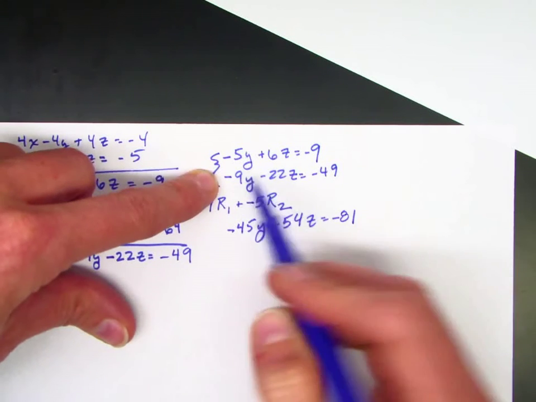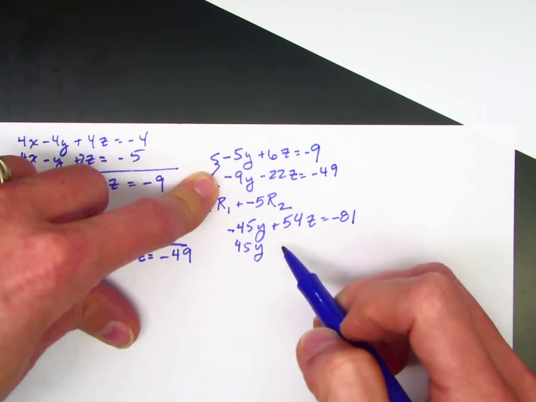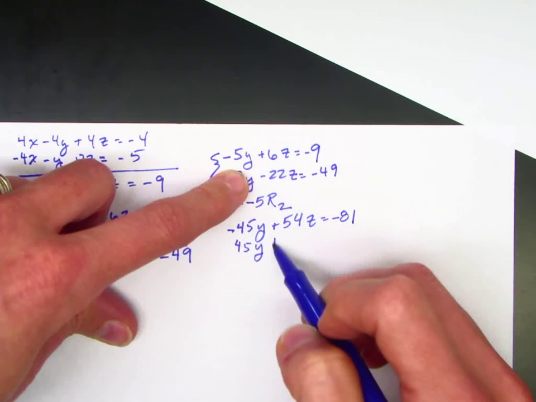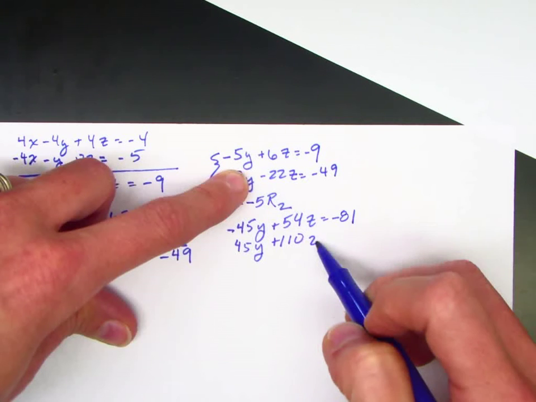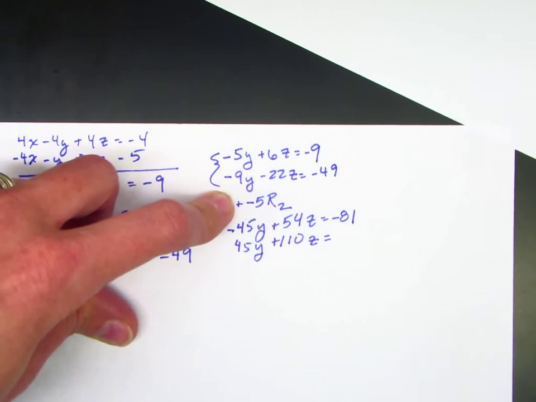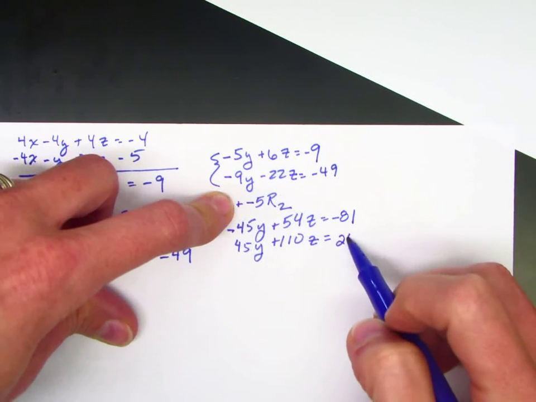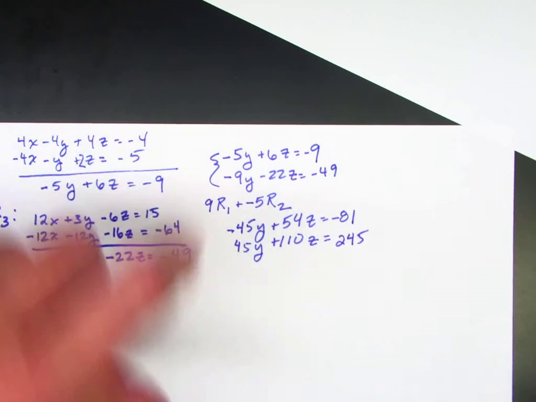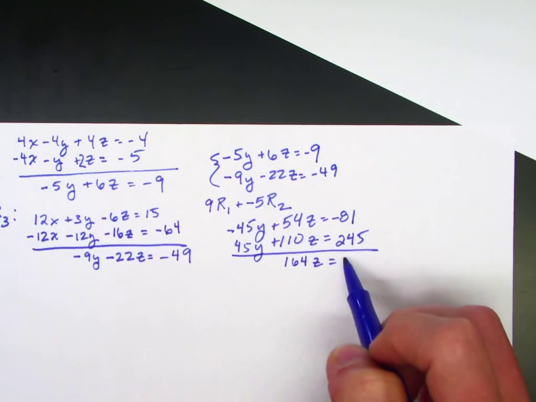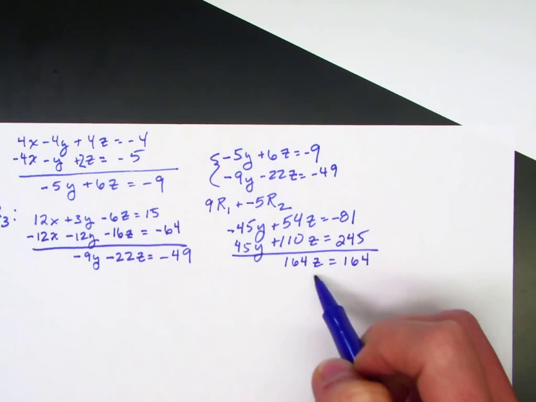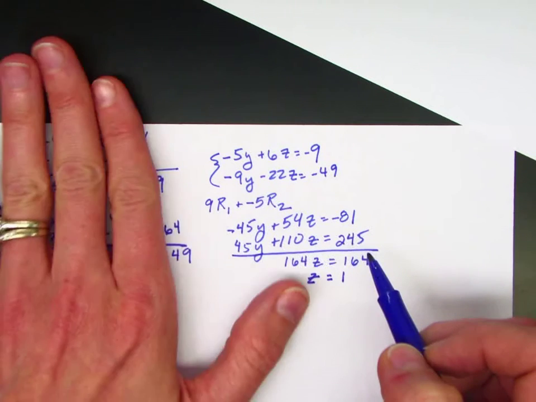And then this one by negative 5, so that's going to be positive 45y plus 110z equals, this is going to end up being 245. So then if we add these together, I get 164z equals 164, and if we divide, then we get z equals 1. All right, now again, I'm kind of ignoring all this stuff over here.